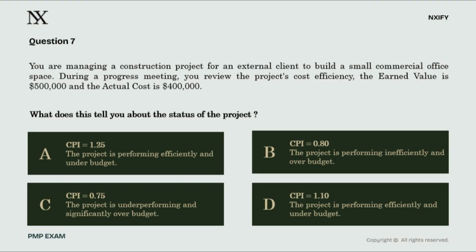4 options on your screen. Each one pairs a calculated CPI result with a project health verdict. At least one of them will feel immediately right. At least one is a mathematical trap disguised as a plausible answer. And at least one fails in both directions at once. This is exactly the architecture of a PMP question, designed not to test whether you know the formula, but whether you know it well enough to catch the moment it's being used against you.